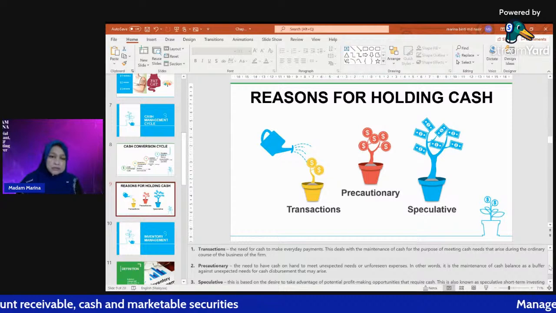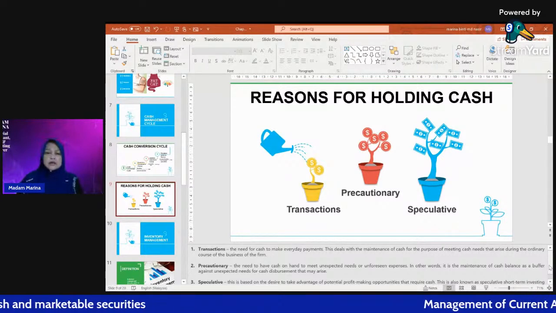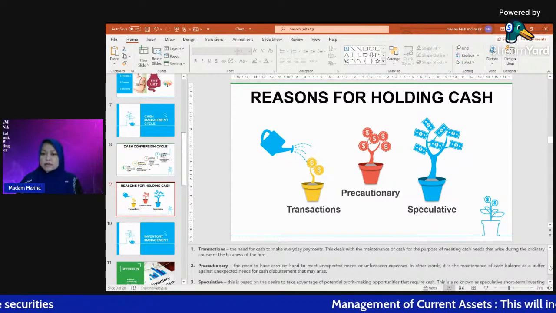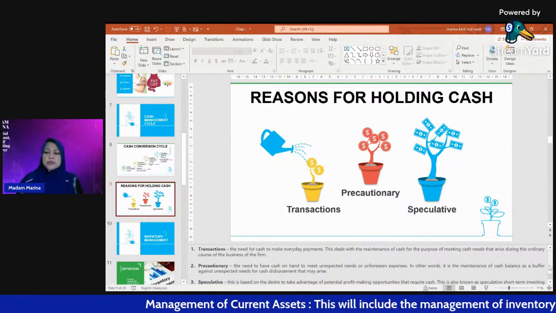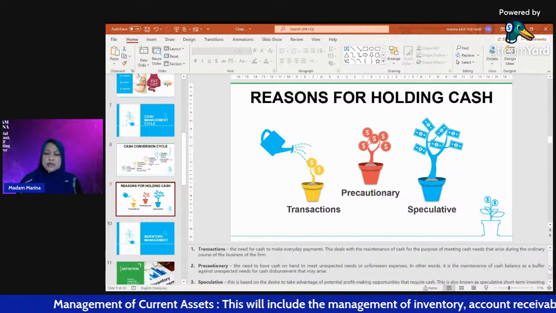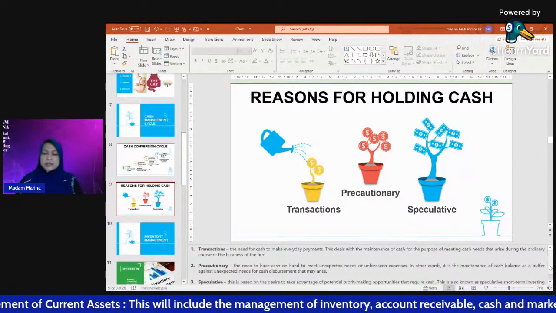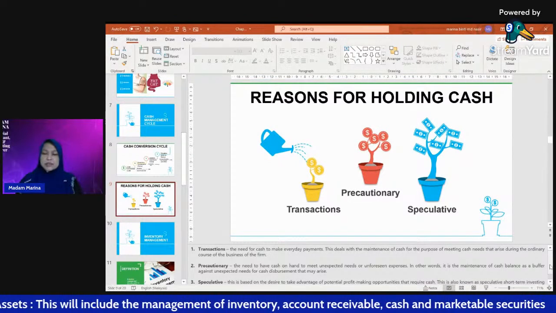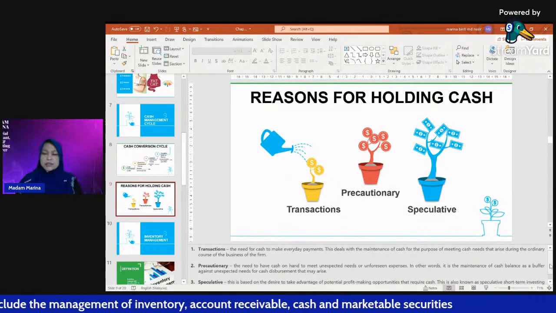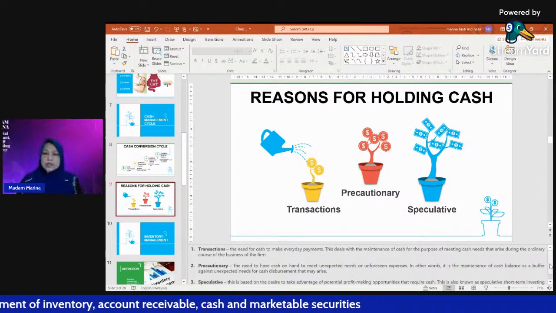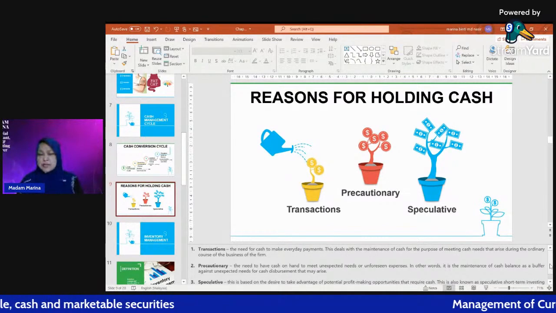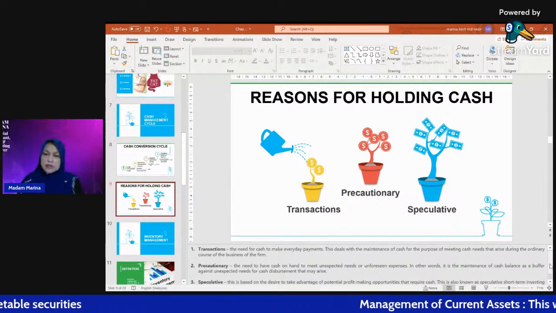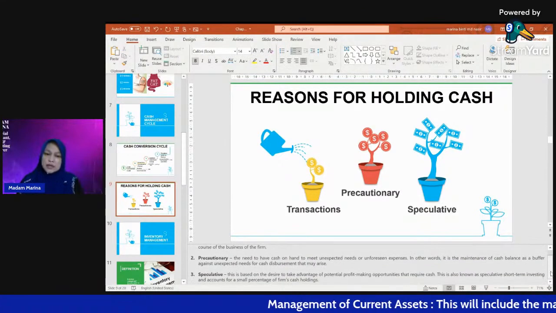For example, the COVID-19 pandemic, prolonged for two years, this is an unexpected need. Maybe we still need to pay the rental expenses. We still need to pay all the obligations of the business. We still need to pay the salary of our workers, our staff. So that's a precautionary balance.